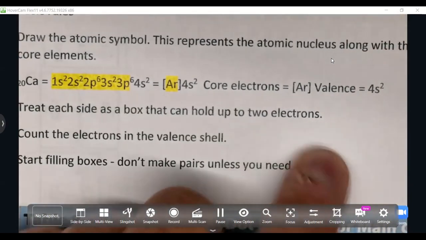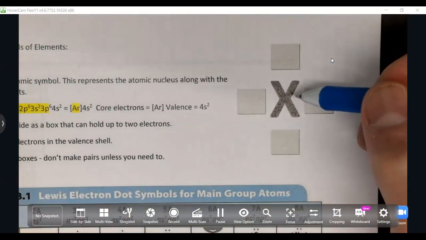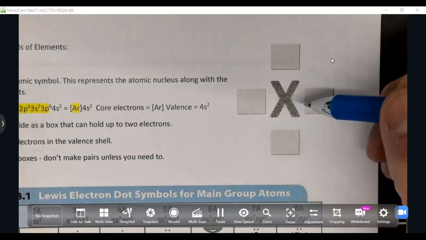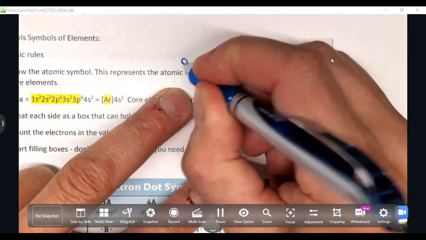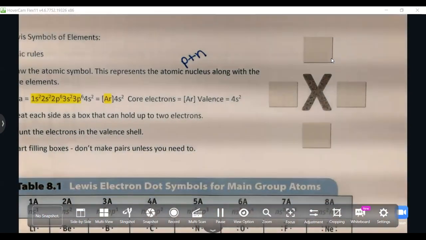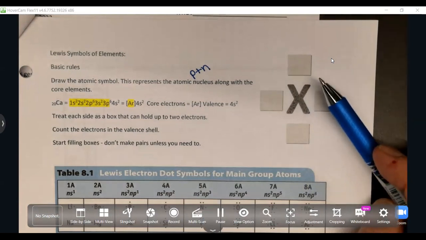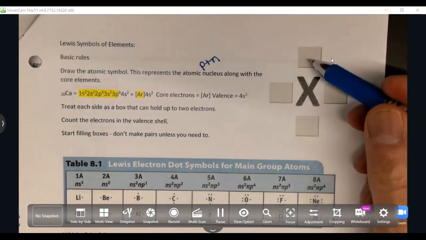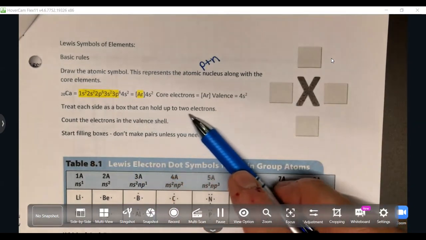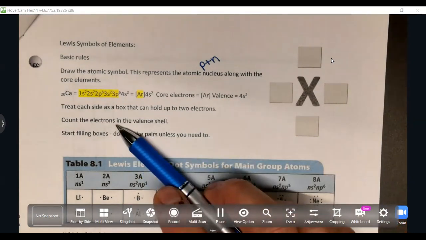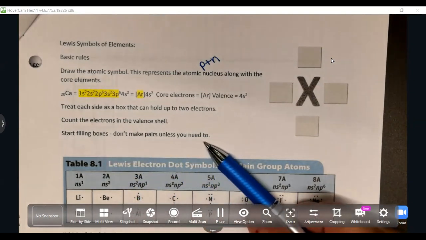So when you write down this symbol here, whatever element it is, I represent it as X, equals the core electrons and the atomic nucleus, and we know what's in the nucleus is protons plus neutrons, right? Then you'll see a box. You see 4 boxes around the element. Treat each side as a box that can hold up to 2 electrons. Count the electrons in the valence shell. Start filling boxes. Don't make pairs unless you need to.